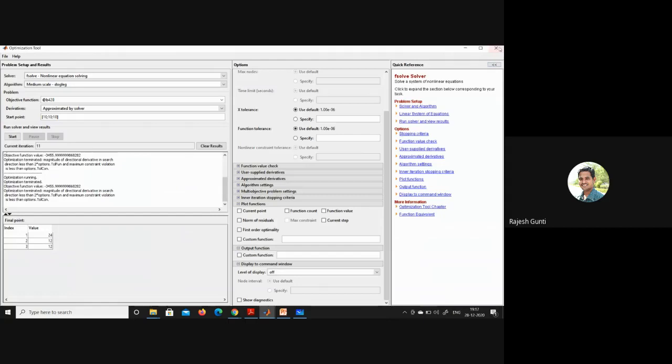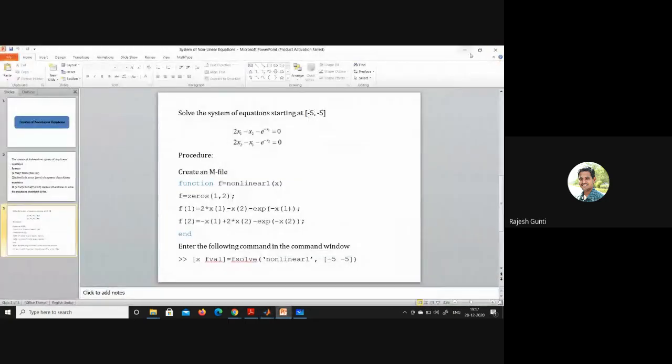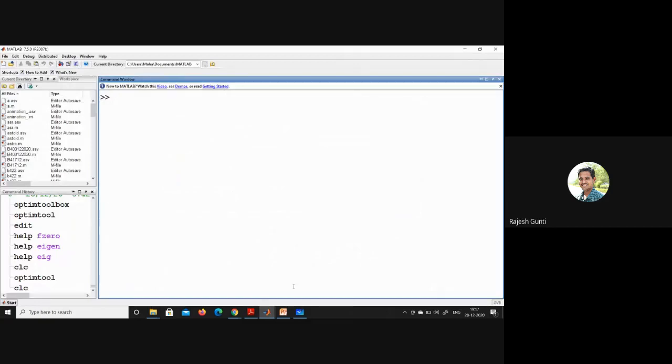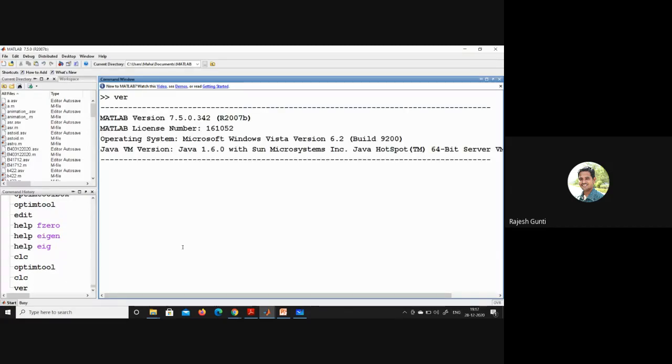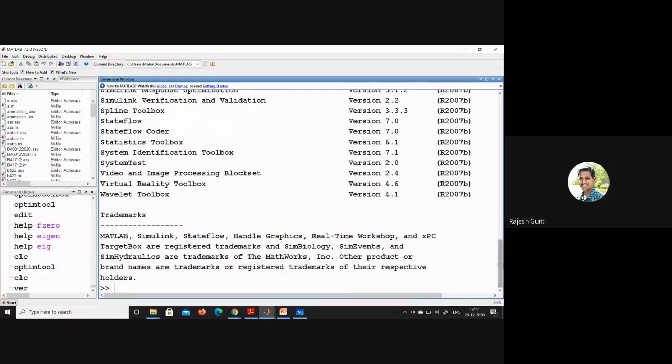So there are so many toolboxes available in MATLAB nowadays. There are 72 toolboxes in the latest 2020, I think approximately. I'm not sure about that. 72 or 73, above 70, less than 75, in between 70 to 75. And each toolbox is designed for a particular purpose. These are the toolboxes available in this 2007 version.